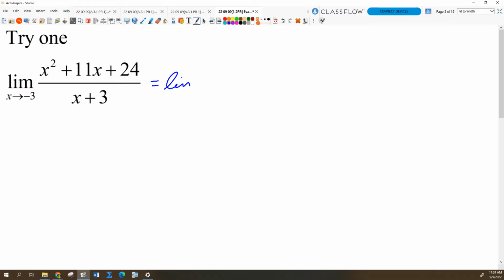Because the limit of this function is equal to the limit of what revised expression? What am I going to do on the top? Factor, and what does that factor into? And x plus 8, good. Right, but I haven't taken the limit yet. The limit of this is equal to the limit of that, right? We just manipulated the expression algebraically.